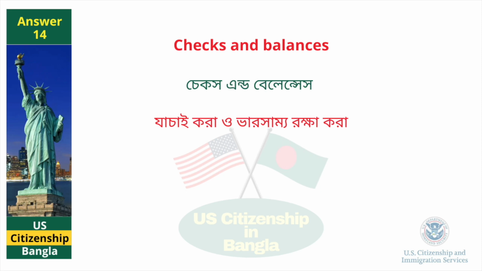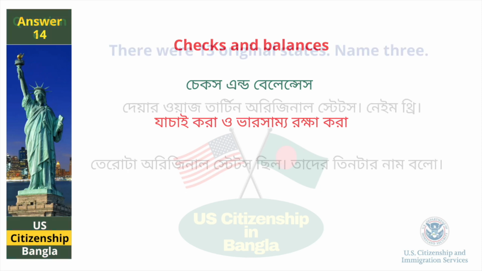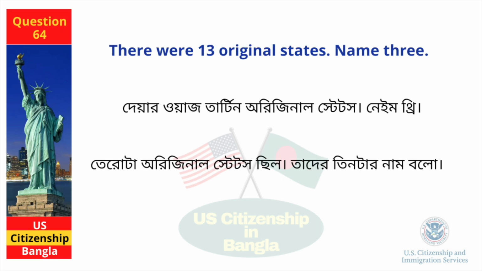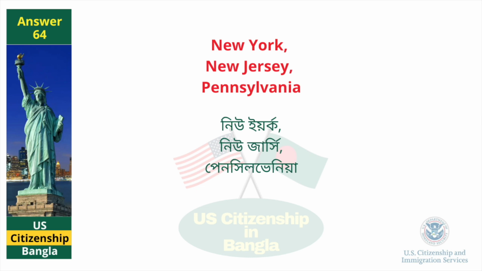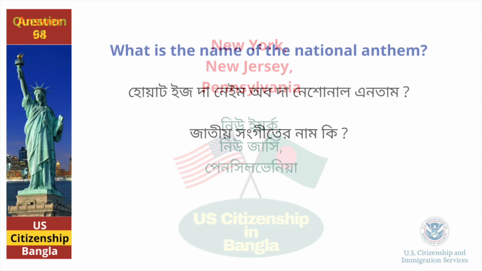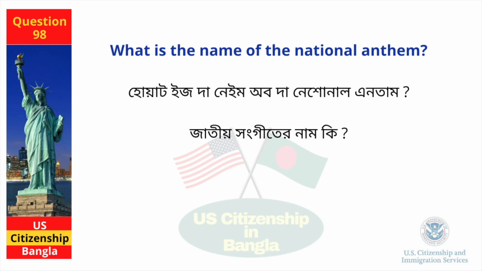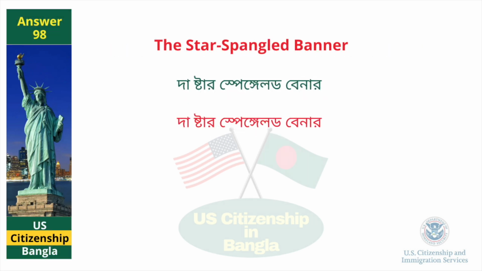Checks and balances. There were 13 original states. Name 3. New York, New Jersey, Pennsylvania. What is the name of the national anthem? The Star Spangled Banner.